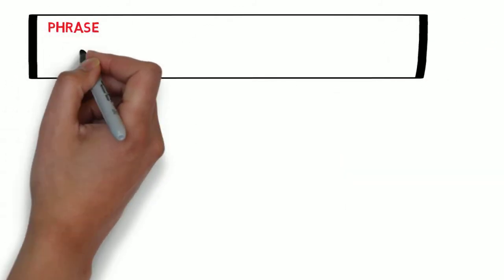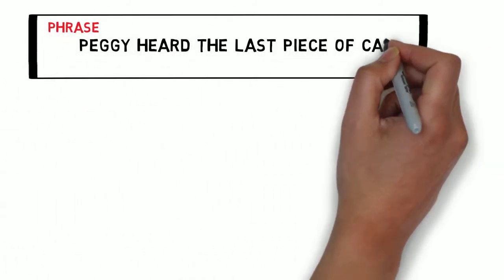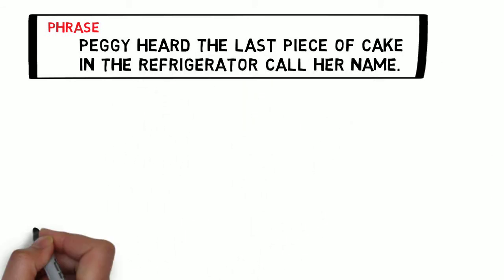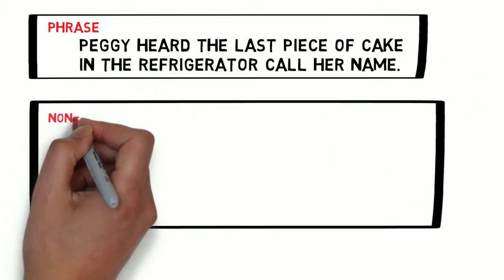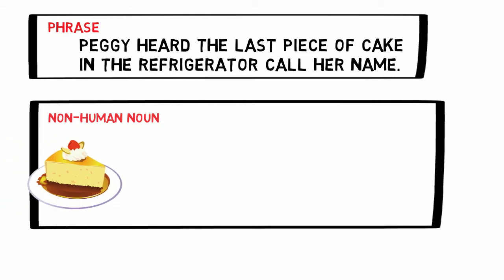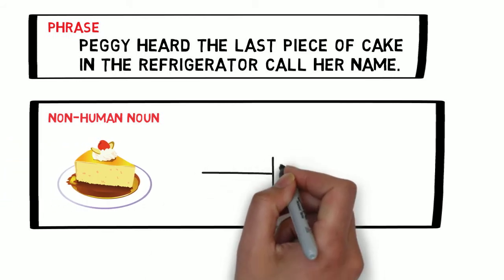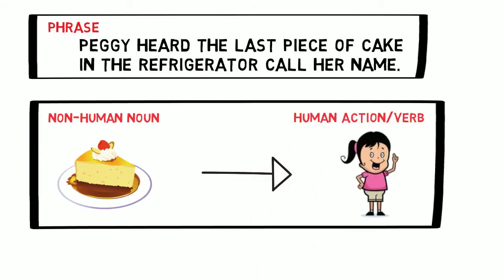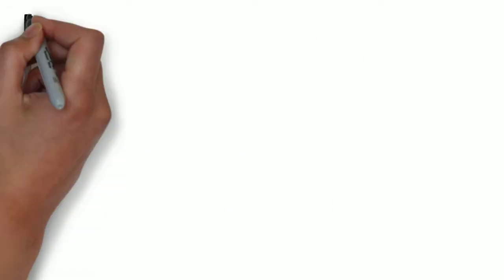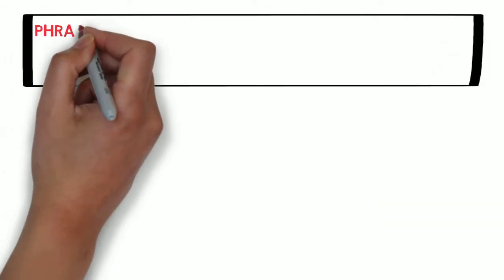Let's take a look at another phrase. Peggy heard the last piece of cake in the refrigerator call her name. What is the non-human noun? It's the cake. What human action is the cake performing? Calling Peggy's name. What about in the next phrase?